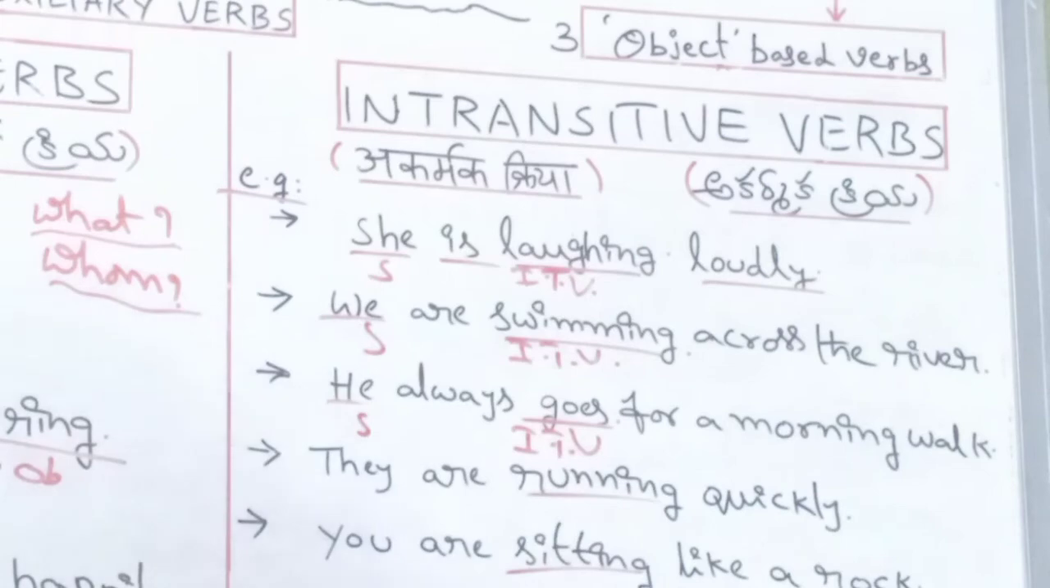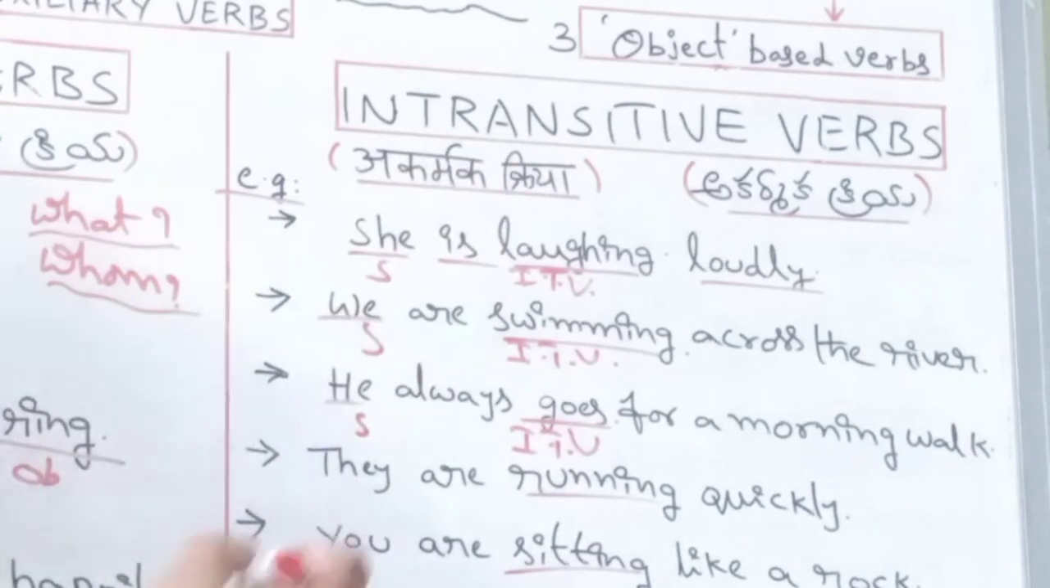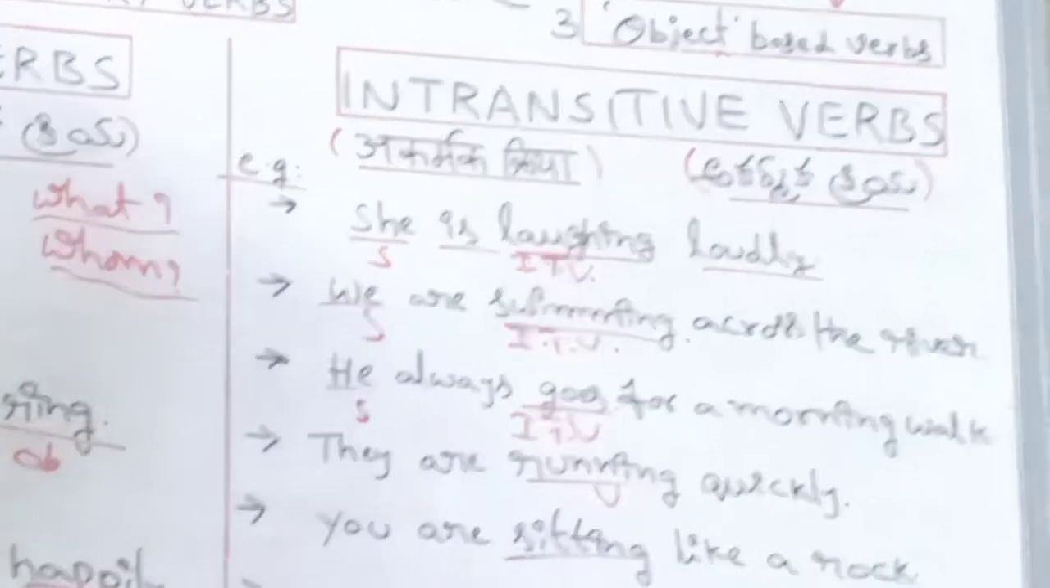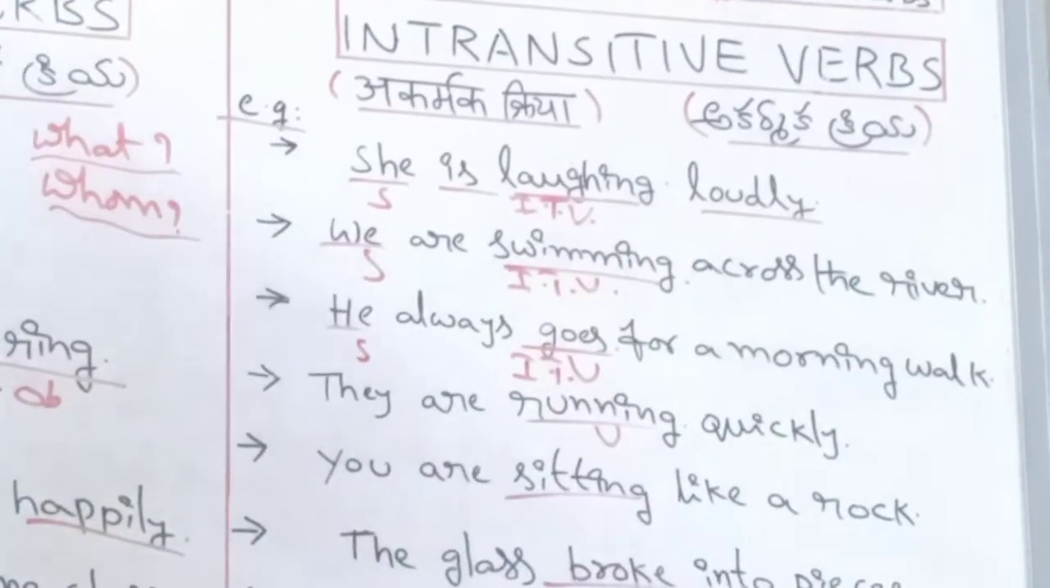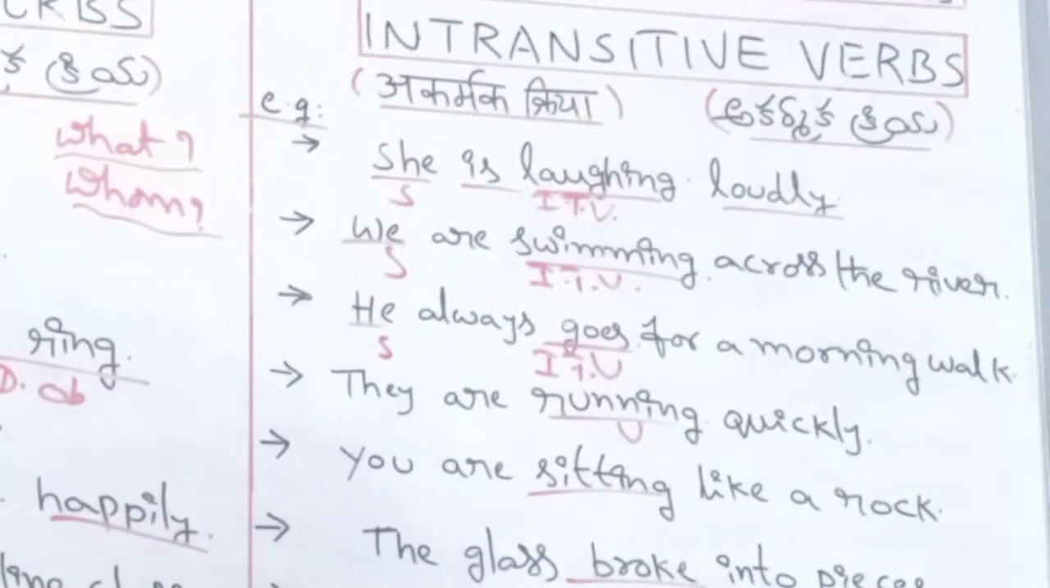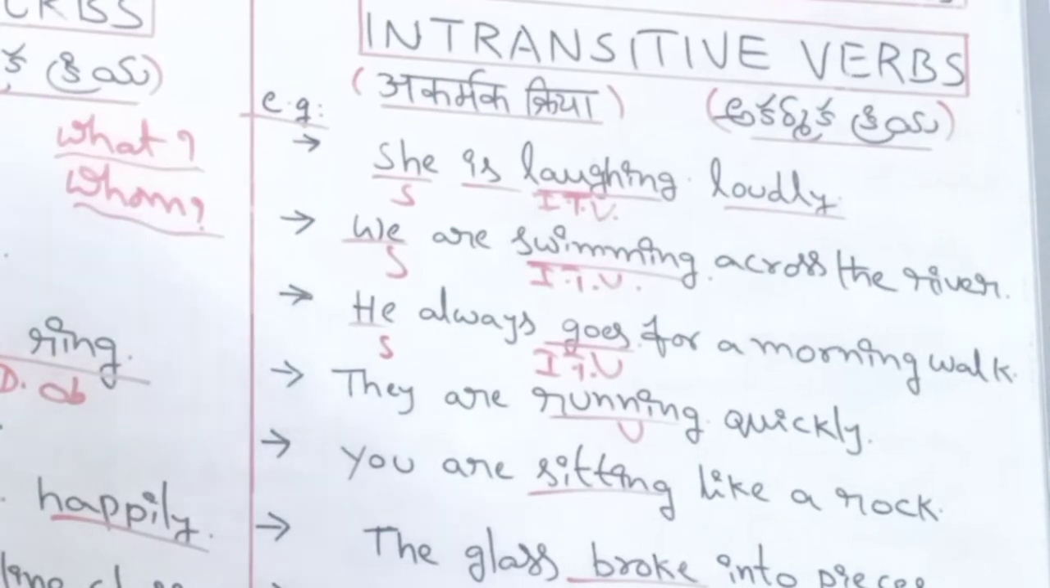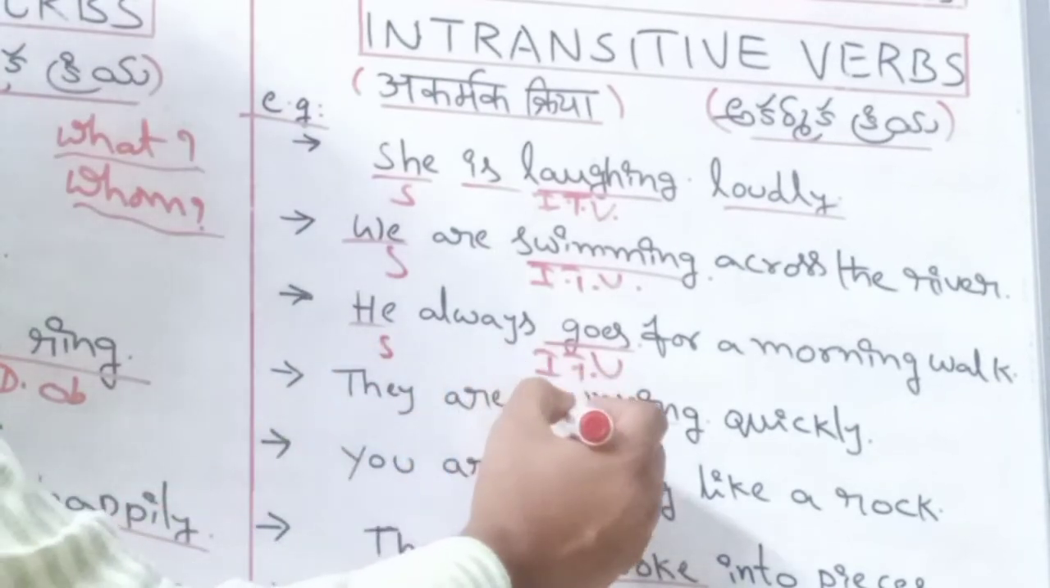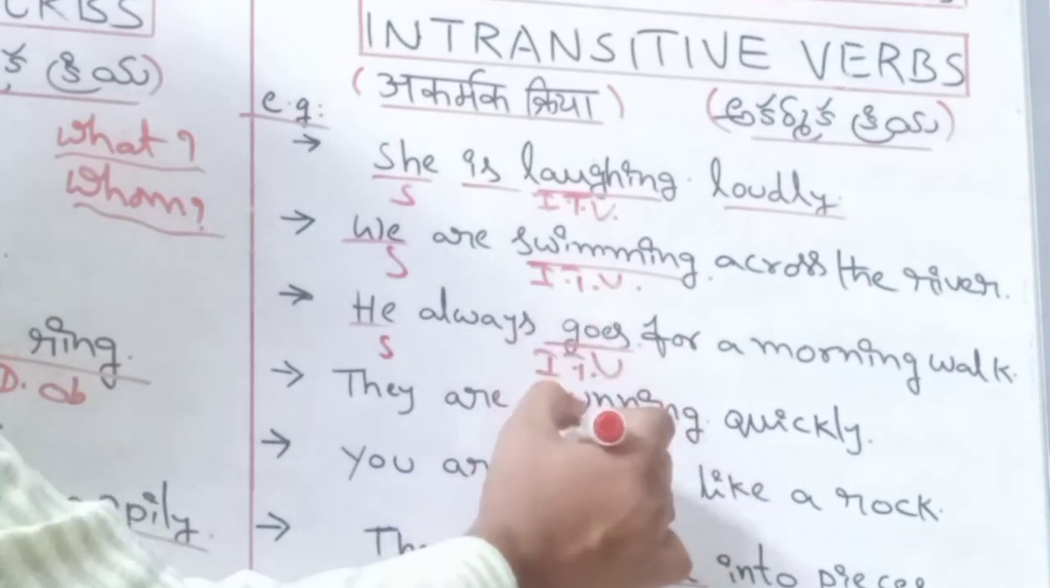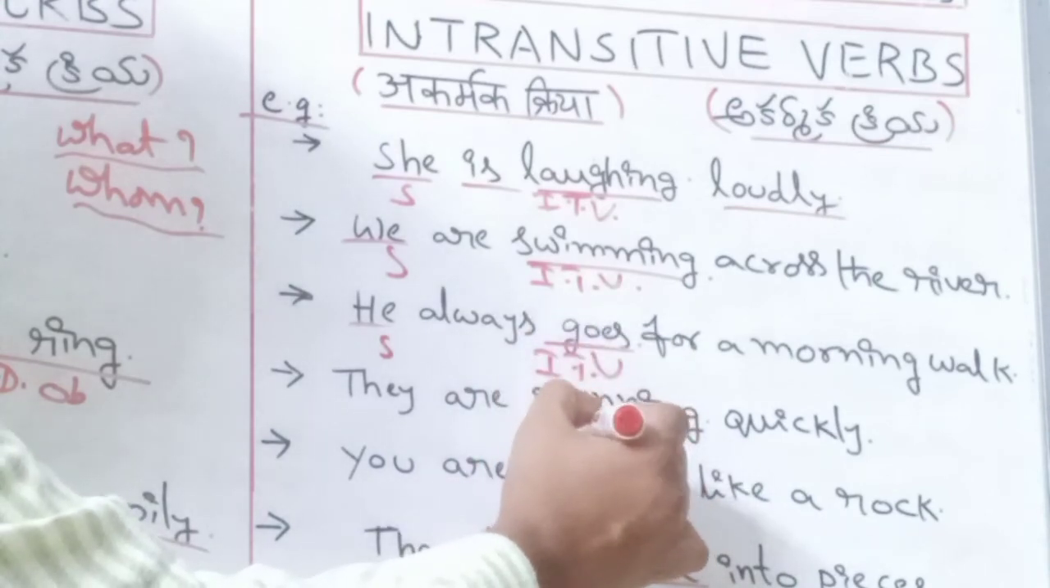And the next example. They are running quickly. Running is the main verb. They are running what? No answer. They are running whom? No answer. So object is not possible. When answer is not there, it means object is also not there. So when object is not possible in this sentence, this verb becomes an intransitive verb.